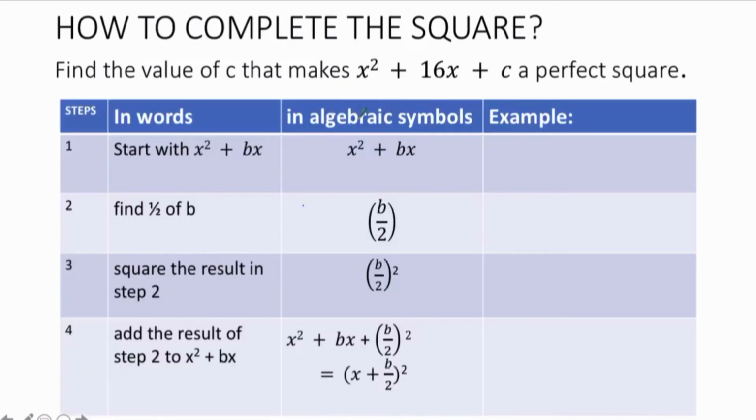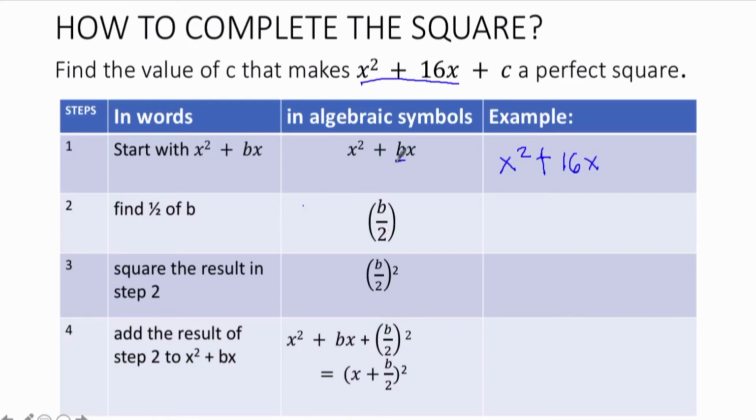Let's say the problem is find the value of c that makes x squared plus 16x plus c a perfect square. There are 4 steps that we are going to follow. We first write this one, x squared plus 16x. That's the first step. Next, we are going to find 1/2 of b.